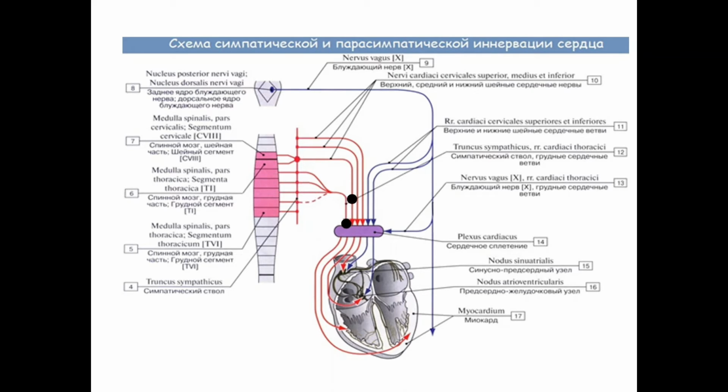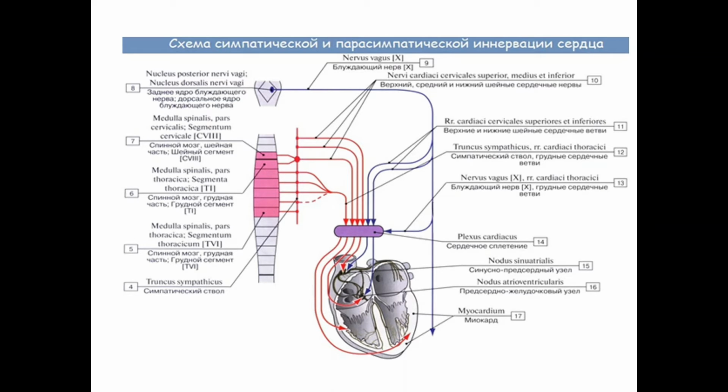The heart receives sensitive, sympathetic, and parasympathetic innervation. Sympathetic fibers from the right and left sympathetic trunks passing through the heart nerves transmit impulses that accelerate the heart rate and expand the lumen of the coronary arteries. Parasympathetic fibers conduct impulses that slow down the heart rate and narrow the lumen of the coronary arteries. Sensitive fibers are part of the nerves from the receptors of the walls of the heart and its vessels to the corresponding centers of the spinal cord and brain.